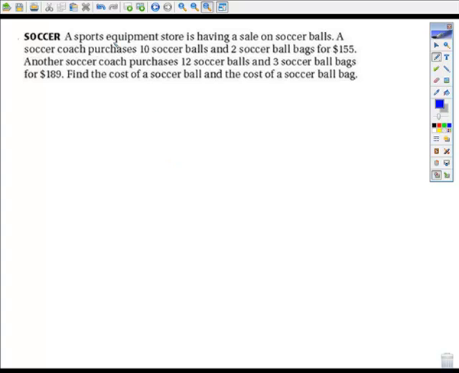All right, last example. A sports equipment store is having a sale on soccer balls, and a soccer coach purchases 10 soccer balls and 2 soccer ball bags for $155. Another soccer coach purchases 12 soccer balls and 3 soccer ball bags for $189. We want to find the cost of a soccer ball and the cost of a bag. So I'm going to let X represent the soccer balls. So the first coach buys 10 soccer balls, and I'm going to let Y be the soccer ball bags. And the total is $155. The second coach does 12 soccer balls, 3 soccer ball bags, and spends a total of $189.